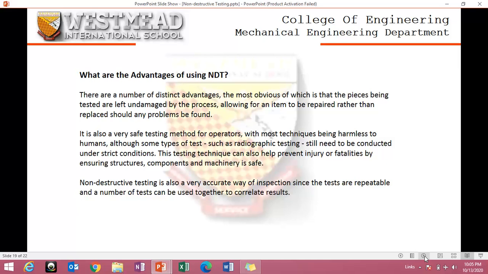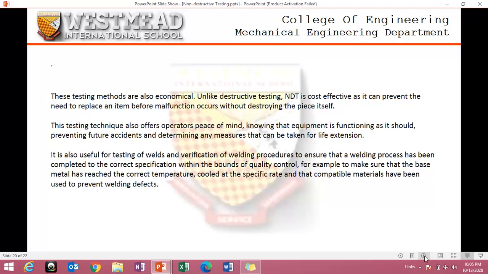The third one is that non-destructive testing is also a very accurate way of inspection since the tests are repeatable and a number of tests can be used together to correlate the results. Fourth, these testing methods are also economical.